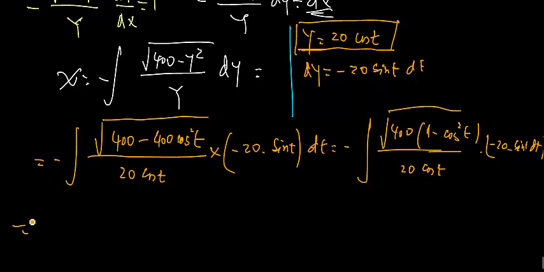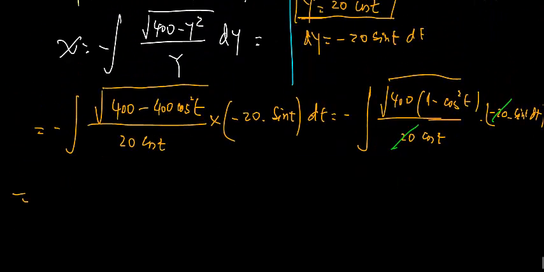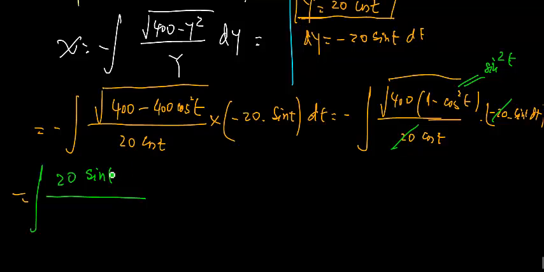Okay, it is very okay for me. So I can cancel this 20 with this 20, minus plus minus, it is plus, so no problem. And the square root of 400, it is 20, and for the fundamental formula of the trigonometry, this is equal to sine squared of t. So I get the square root of sine squared of t, I get sine of t times sine of t, I get sine squared of t over cosine of t dt, okay?